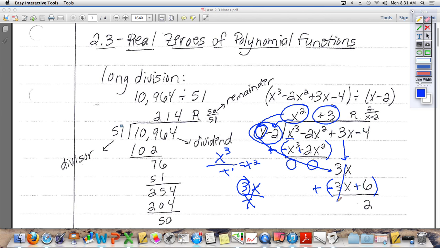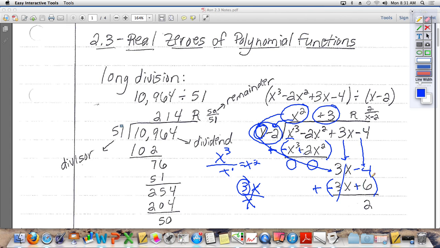You know what? I screwed this up in my notes. So if you guys could add this. See this -4 right here? That should have been brought down. -4 plus 6 is what? 2. So 2 is left over. We don't have anything else to divide into that. So 2 is called our remainder.